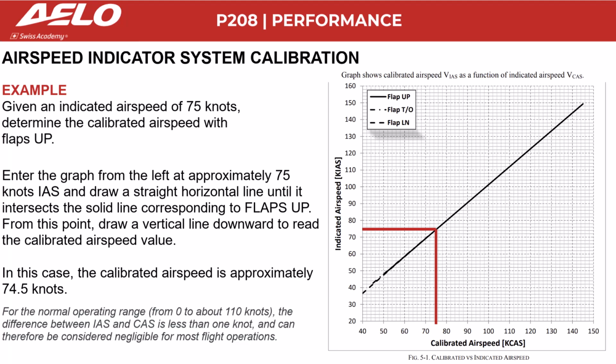For the normal operating range, from 0 to about 110 knots, the difference between indicated and calibrated speed is less than 1 knot and can therefore be considered negligible for most flight operations.